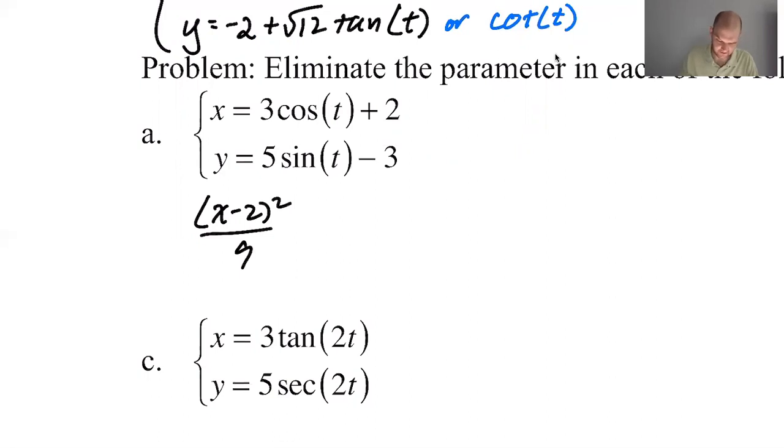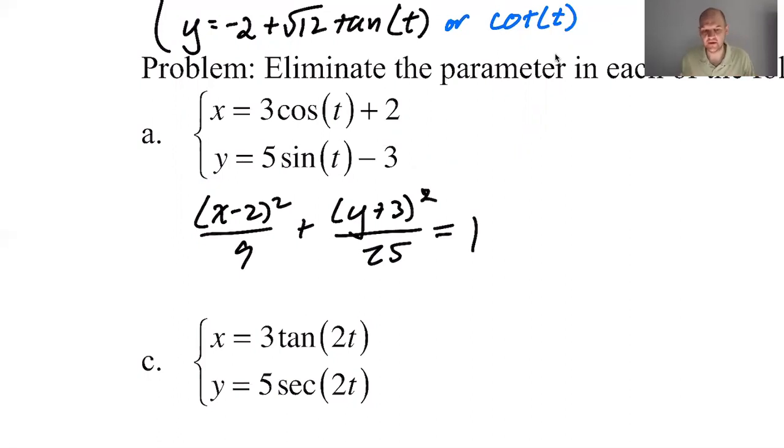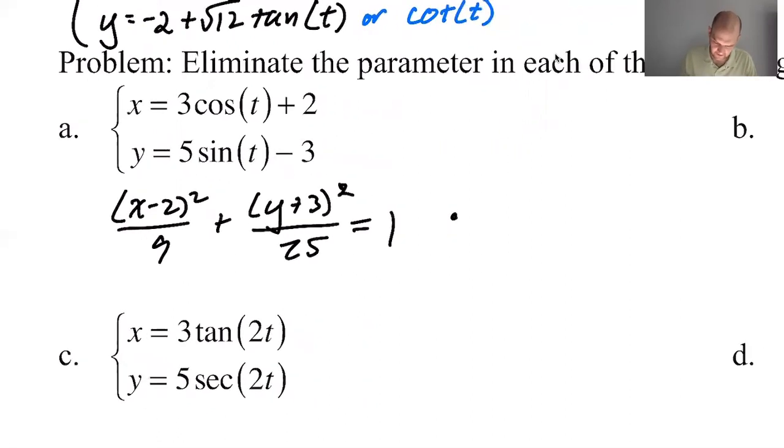And then here, I'm going to add 3. That's y plus 3 divided by 5. So y plus 3 over 5, square it and add it. So it's y plus 3 squared over 25. And then sine squared plus cosine squared is 1. So this is a circle. Therefore, the eccentricity, this is not a circle, this is an ellipse.